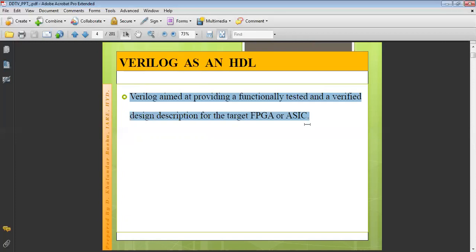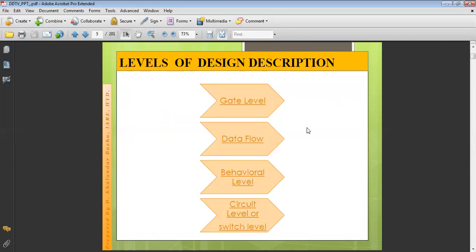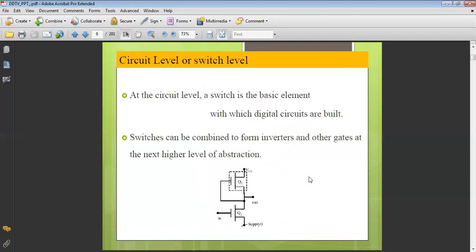Now I would like to talk about the levels of design description present in the Verilog language. What are the different types of levels of design descriptions? The first level is the gate level description, and the second is the data flow description. The third is the behavioral level description, and the fourth is the circuit level or switch level description. By using only these four types of design descriptions, we can describe the functionality of the circuit using the Verilog language.